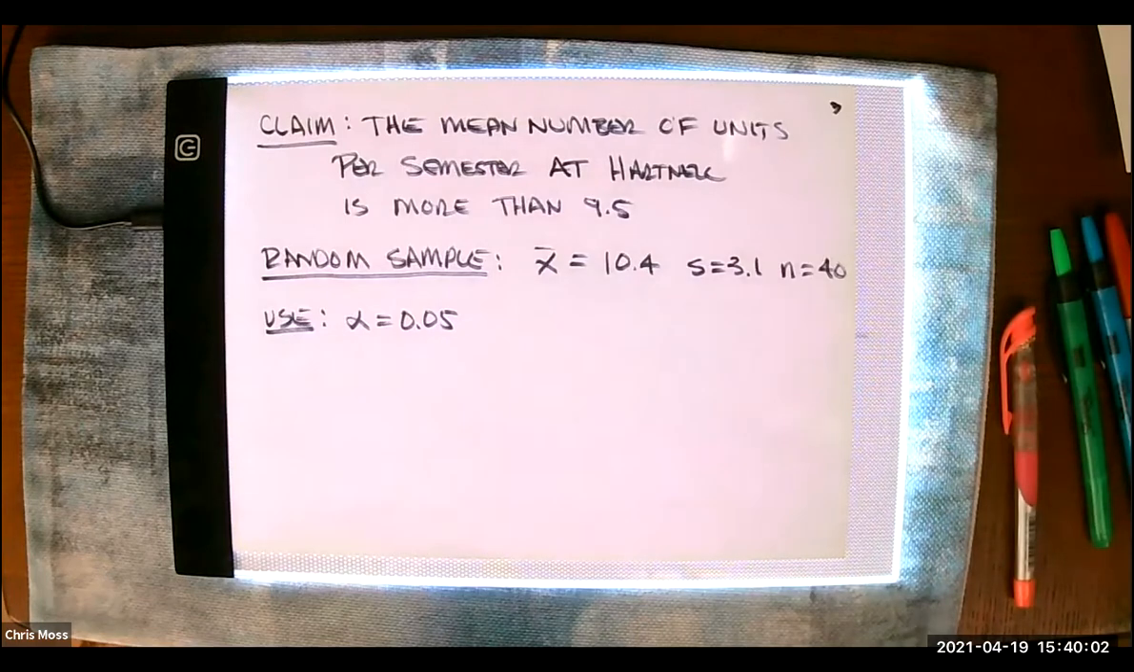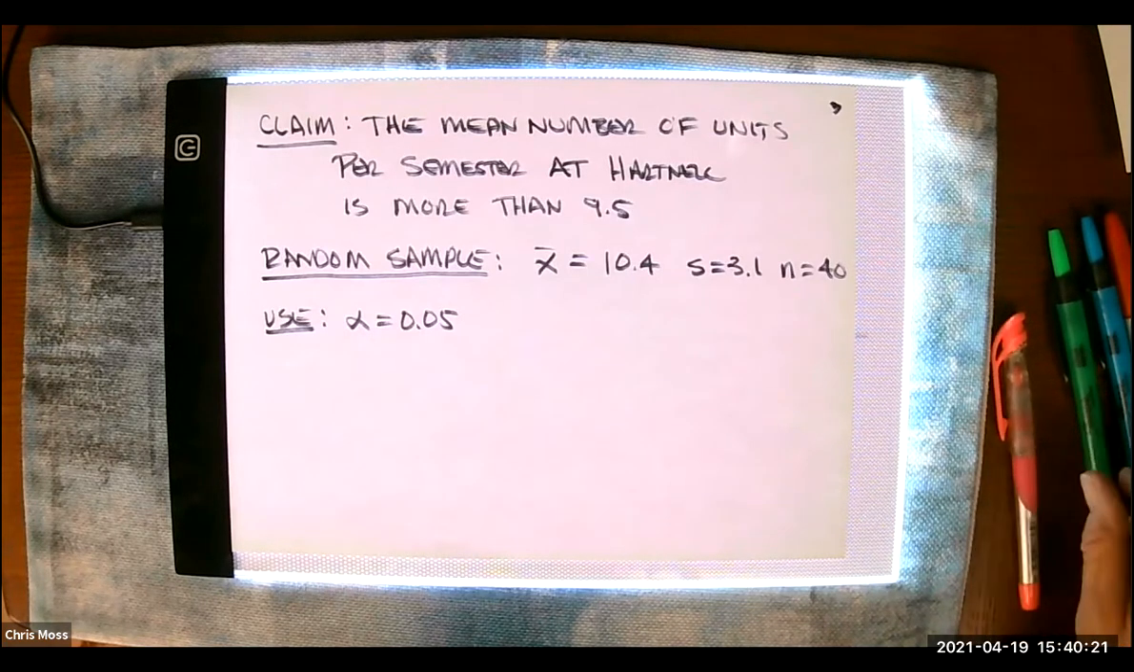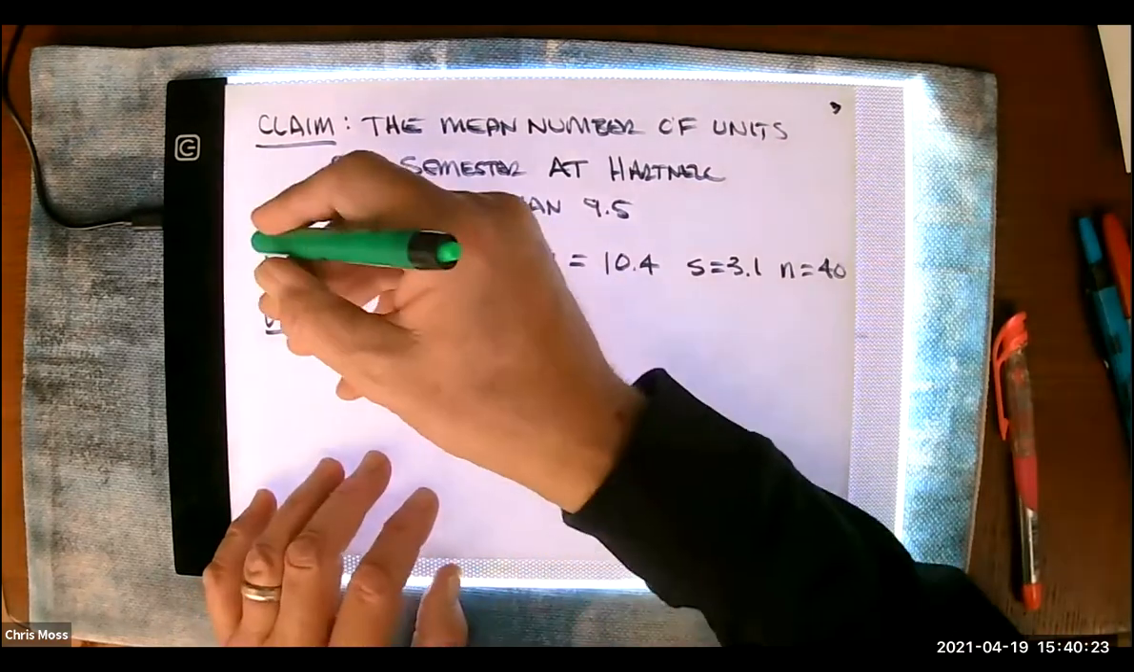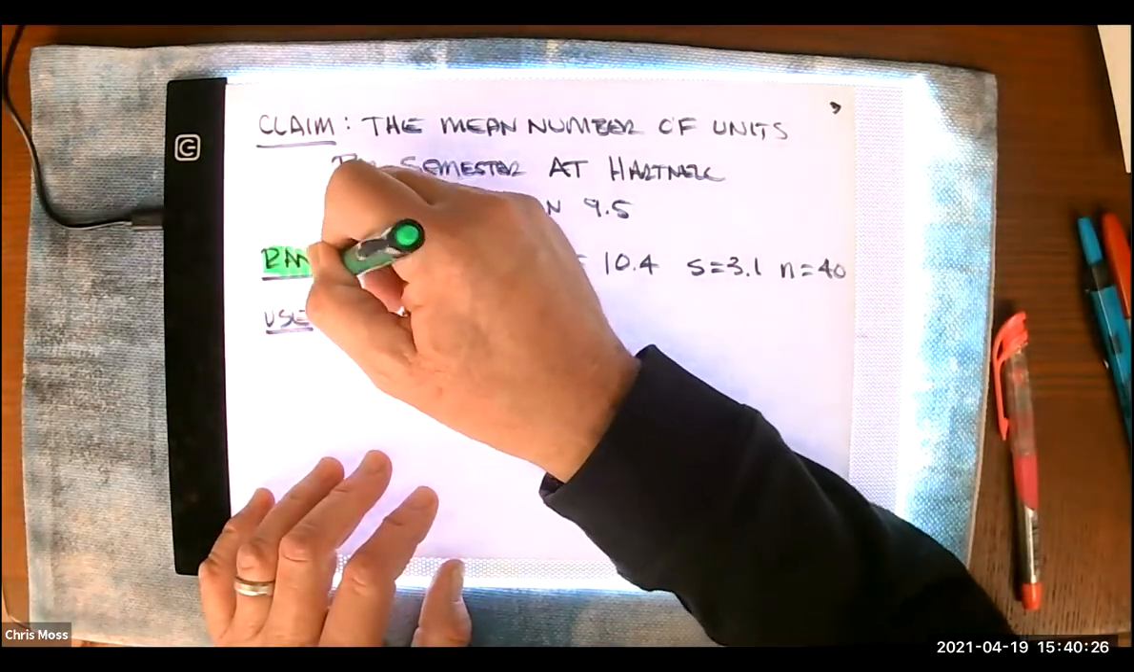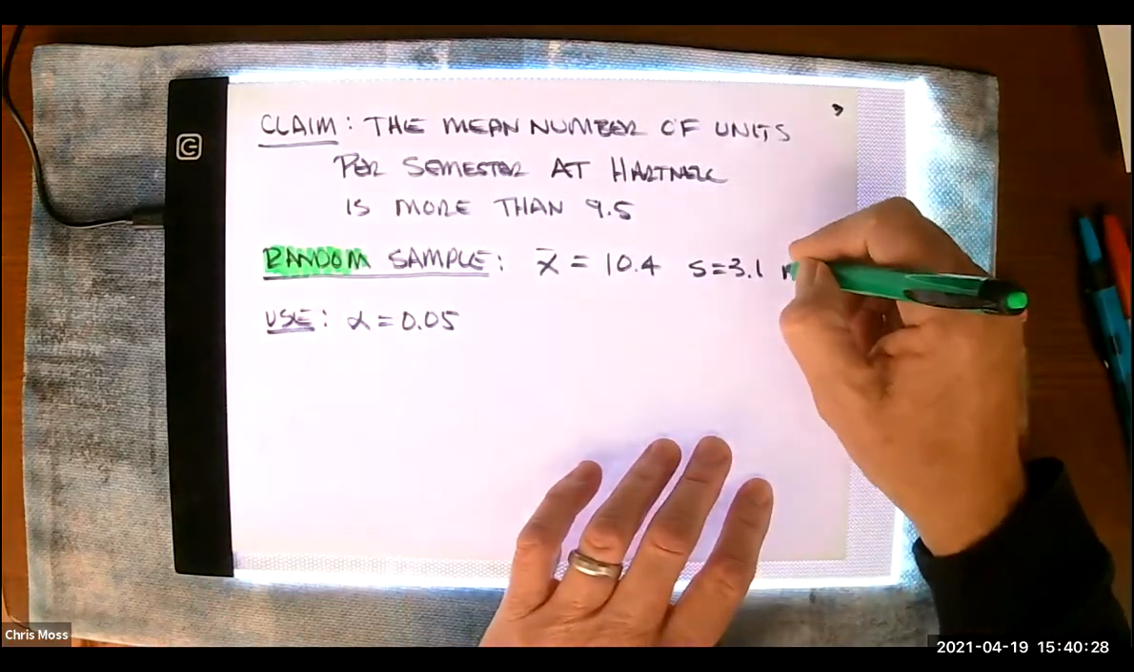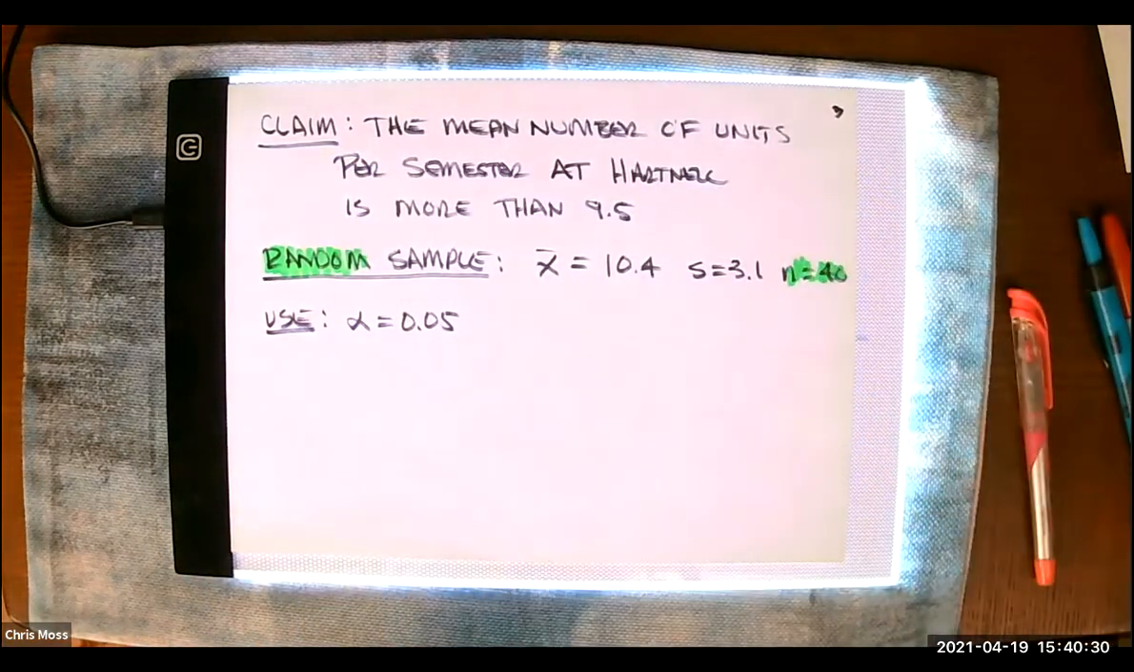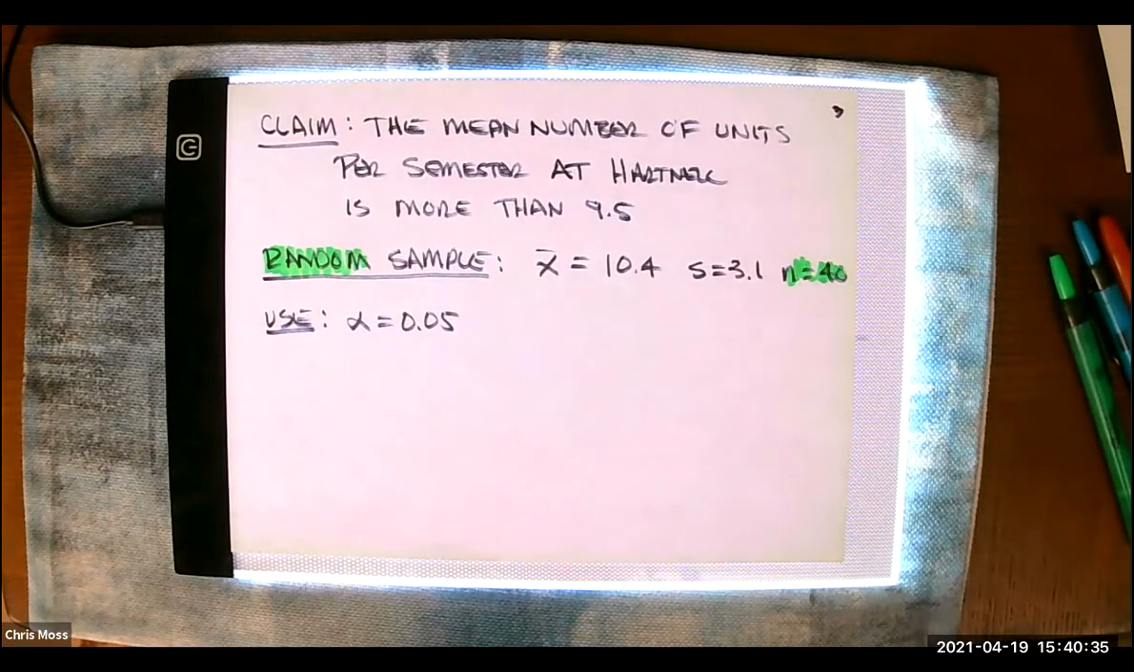The first one, we claim that the mean number of units per semester at Hartnell is more than 9.5 units. We have a random sample with a mean of 10.4 units, standard deviation of 3.1, and a sample size of n equals 40. So I will note that we have the randomness required, and we have a sample size greater than 30. So we meet the requirements for conducting a test of hypothesis.